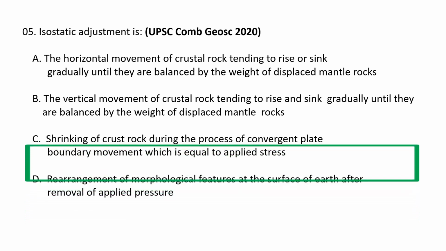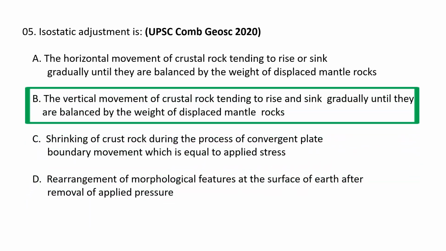So isostatic adjustment is nothing but the vertical movement of the crustal rock tending to rise and sink gradually until they are balanced by the weight of the displaced mantle rock. Isostasy is the rising or settling of a portion of the Earth's lithosphere that occurs when weight is removed or added in order to maintain an equilibrium between buoyancy forces that push the lithosphere upward and gravity forces that pull the lithosphere downward. B is the correct option.